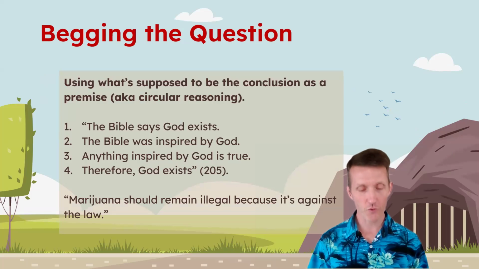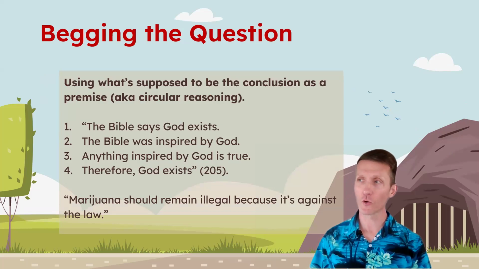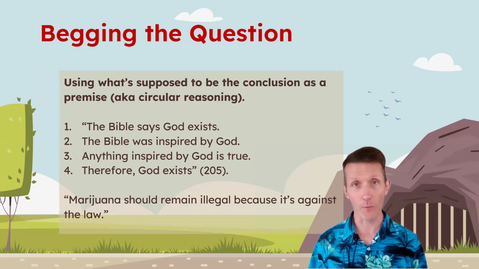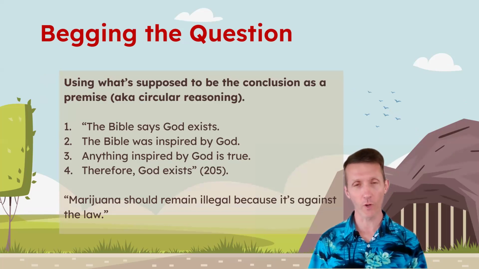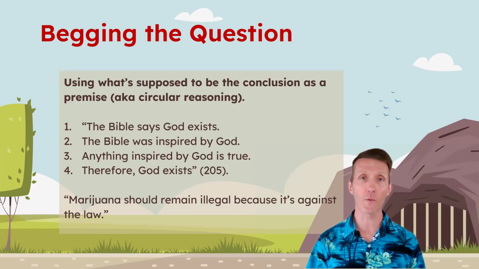All right, begging the question. People will oftentimes use this inaccurately, compared to the way that academic philosophers use it. They'll say that here's a particular circumstance, and it begs the question, or it makes us want to question this particular topic or this particular feature of it. That's not what begging the question is. What begging the question is, in the academic philosophical sense, is circular reasoning. That's where you use what's supposed to be the conclusion as a premise.